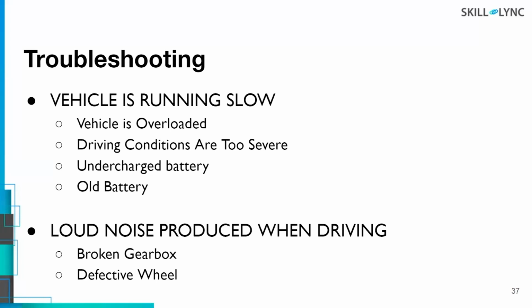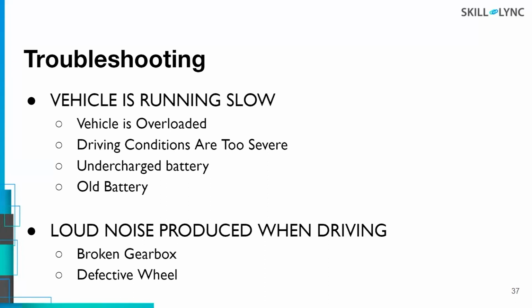So when you are doing it at the testing level, we'll be doing every kind of testing, right? At that time, if the vehicle is running, they will be checking whether it is overloaded, or whether driving conditions are too severe. Mostly the battery is very important, right? So an undercharged battery and an old battery. Why old battery? I already spoke about aging, right? Aging may affect the performance of your delivery.